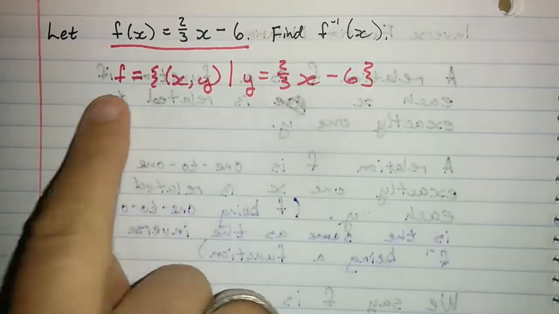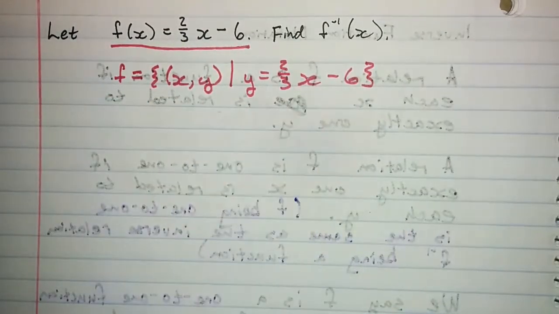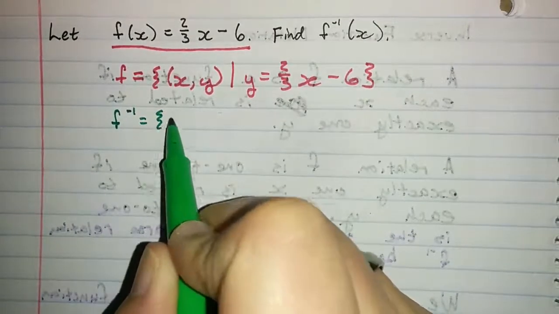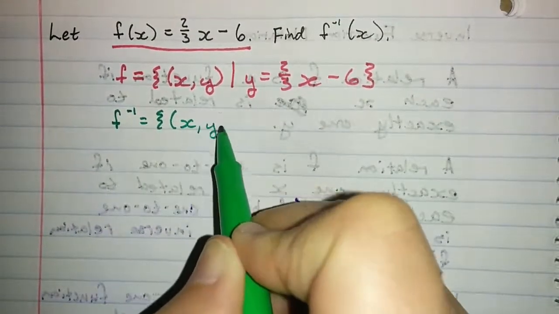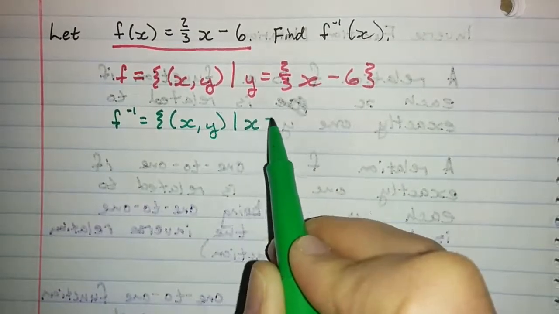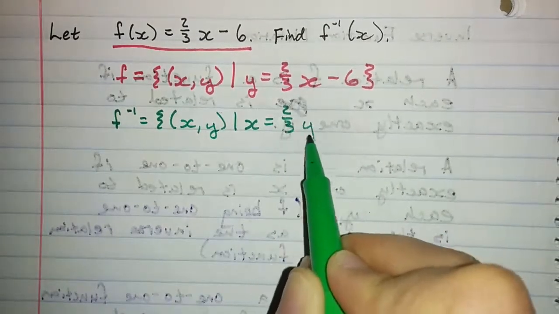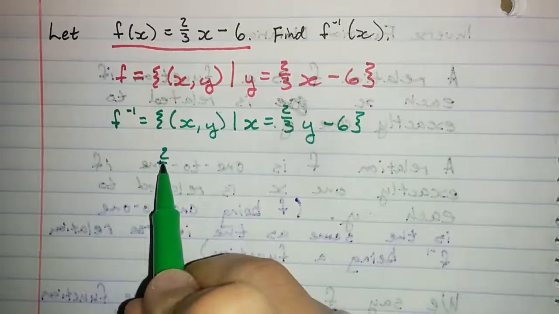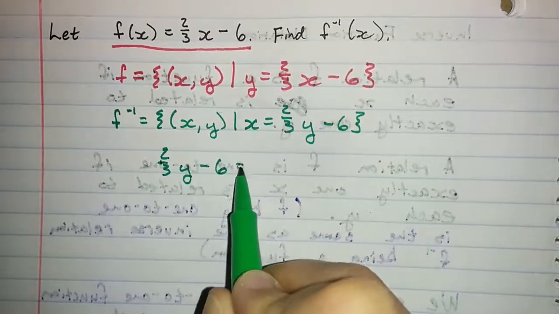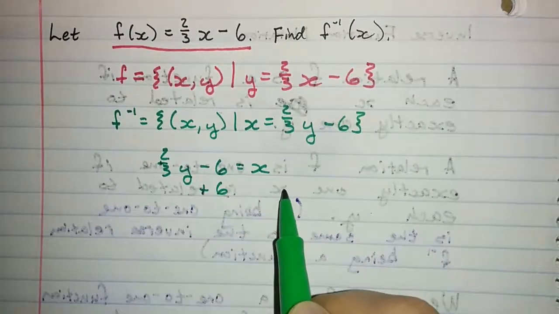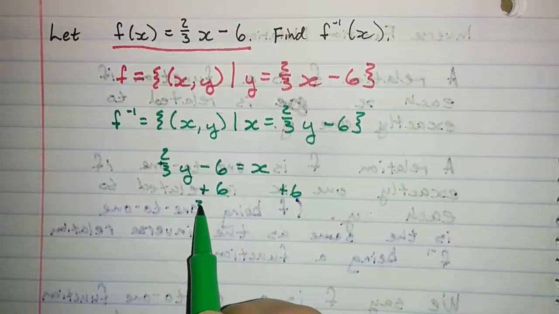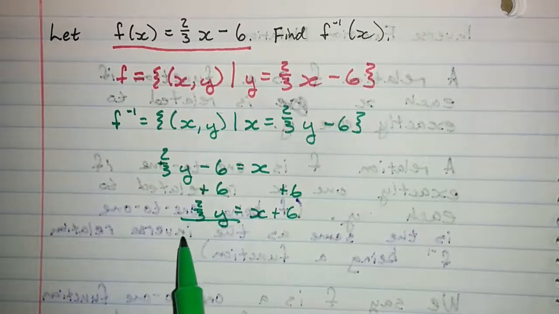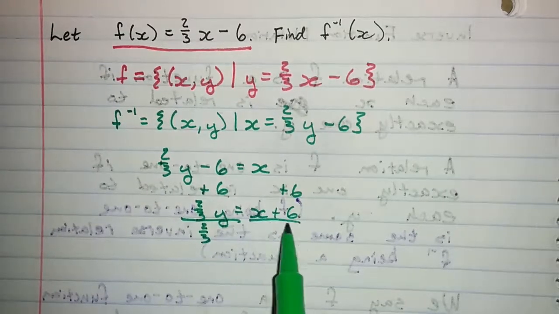Okay, well, if this relation is f, then its inverse relation is the pairs xy, where x is 2/3 y minus 6. But now we can solve this for y. 2/3 y minus 6 is x. Add 6 to both sides. 2/3 y is x plus 6. Divide both sides by 2/3.